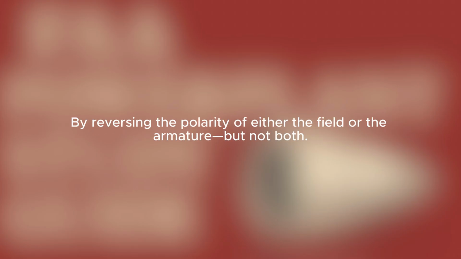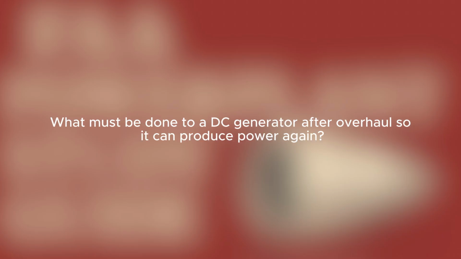How can the direction of rotation of a DC motor be reversed? By reversing the polarity of either the field or the armature, but not both. What must be done to a DC generator after overhaul so it can produce power again? The field needs to be flashed to restore residual magnetism.